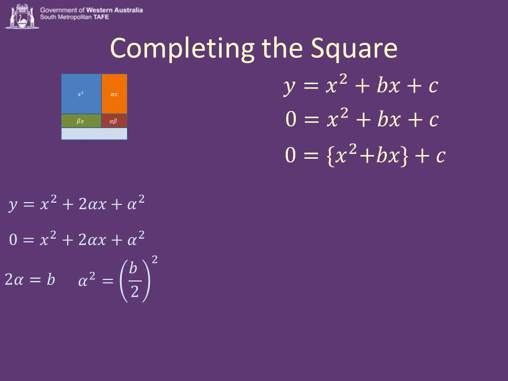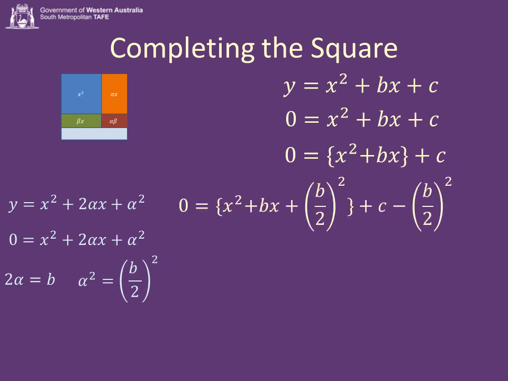My equation in the curly brackets is effectively missing an alpha squared. So what I'm going to do is put it in. Ta-da! It's missing an alpha squared, so I'll put in an alpha squared, which is the b value over 2 all squared. The entire equation now is too big because I just added a b over 2 squared into the curly bracket. That's alright. I'll just subtract it outside of the curly bracket.